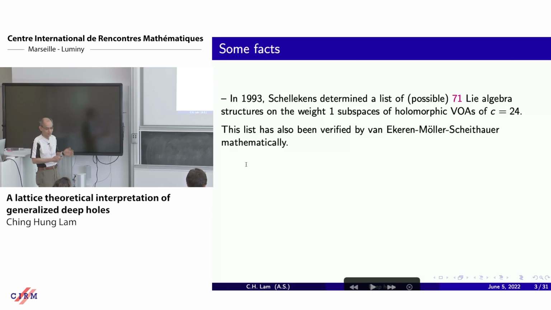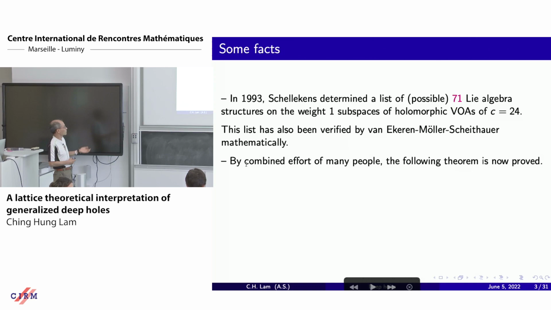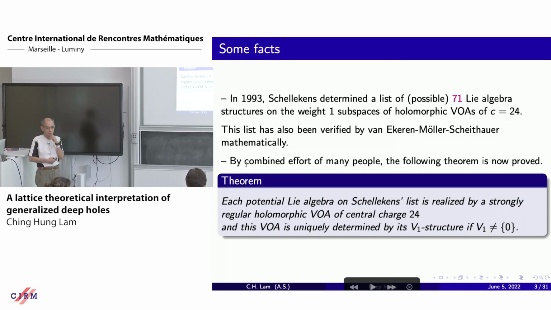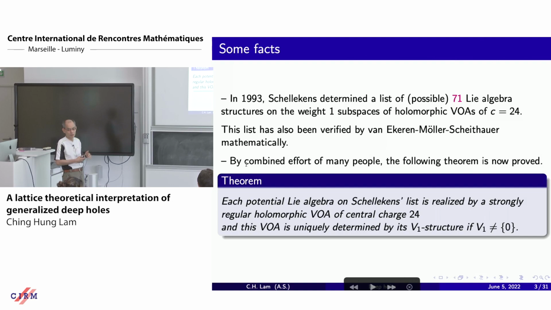The question then is to construct all these VOAs and to prove that they are unique. This was done for the cases when V1 is non-zero. All of them were constructed, and you can also show uniqueness if V1 is non-zero. So the only remaining case is where V1 is zero. It is done, but the only problem is that the proof is a combined effort of many, many people, which means there is a lot of case-by-case checking. In some cases you don't really know what happened. You just check, okay, it doesn't work. Then you check, okay, the computer works, and there is also a lot of work. Then you say, okay, this is unique. So we want something a little more theoretical, more conceptual.